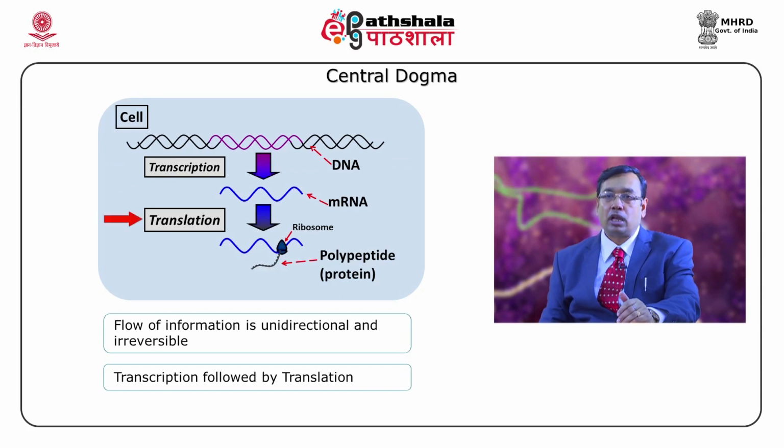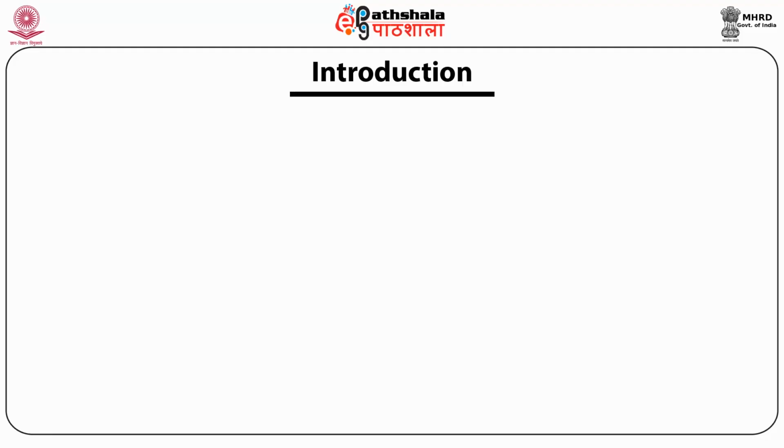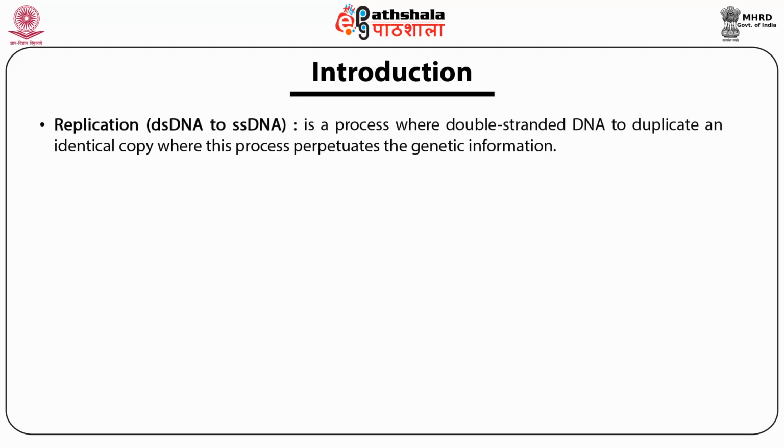That mRNA translocates from the nucleus to the cytoplasm, and with the help of the ribosome, it gives a stretch of polypeptide chain which falls down to the cytoplasm, and it gives information regarding life. To elaborate the process of replication, which is double-stranded DNA to single-stranded DNA, it is a process where double-stranded DNA duplicates an identical copy, where this process perpetuates the genetic information.